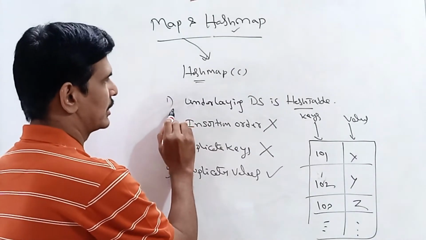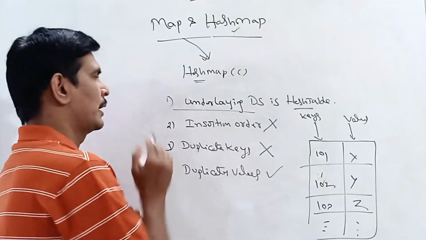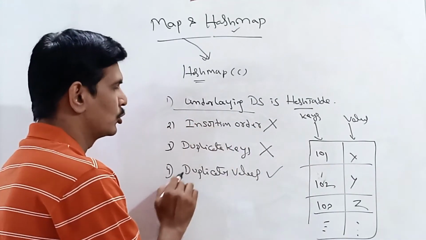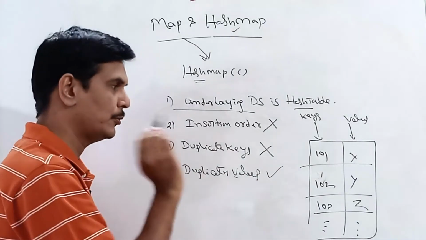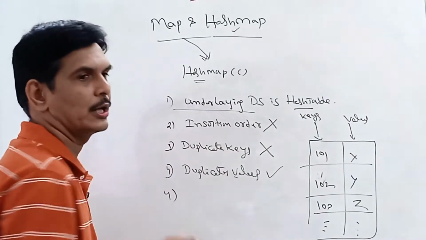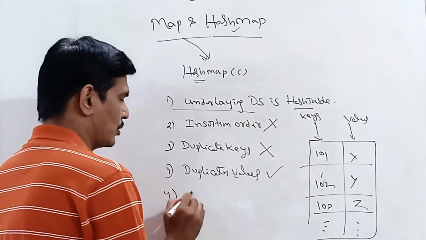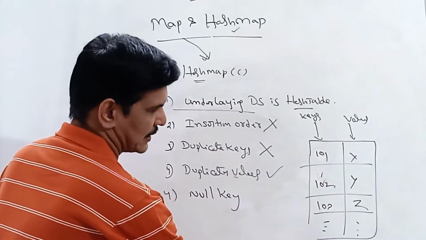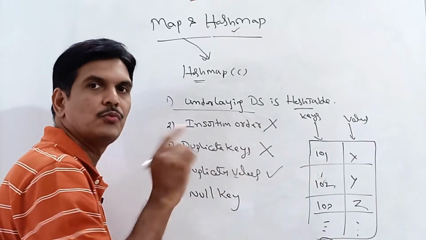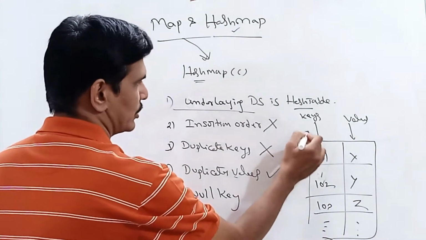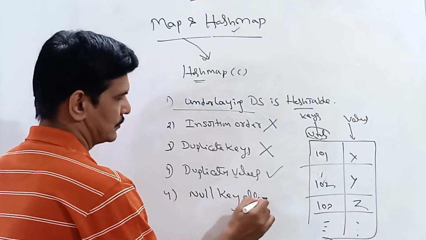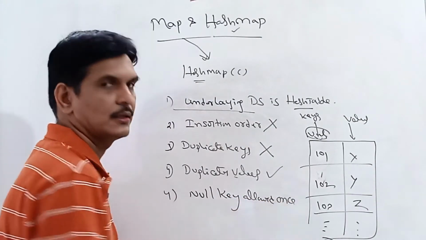So the underlying data structure is hash table. Insertion order is not preserved. Duplicate keys are not allowed. Duplicate values are allowed. But what about null? Null key is allowed once. Suppose I want to store null as a key, this is allowed only once. So the null key is allowed only once.